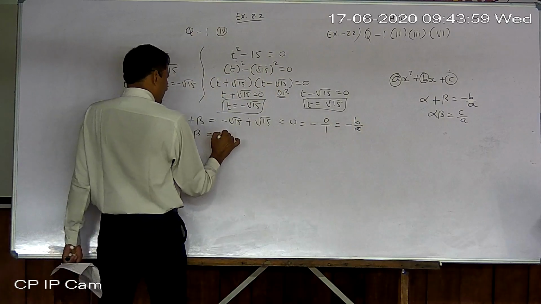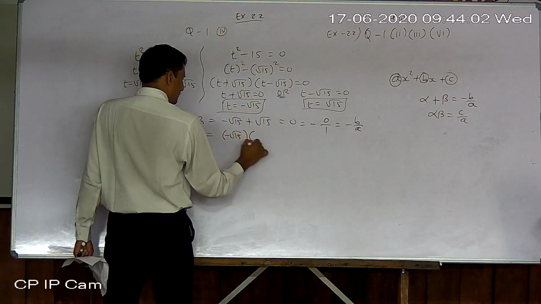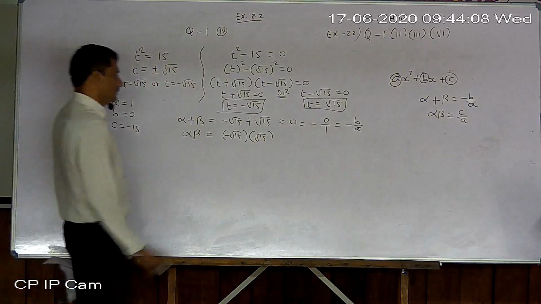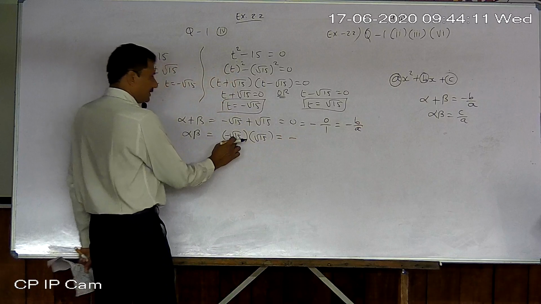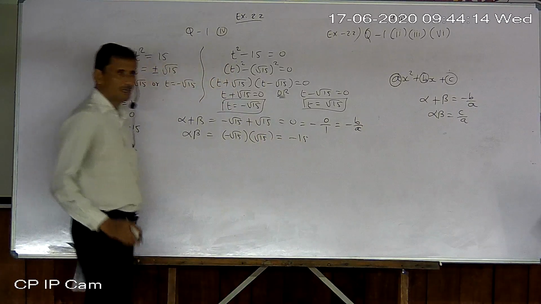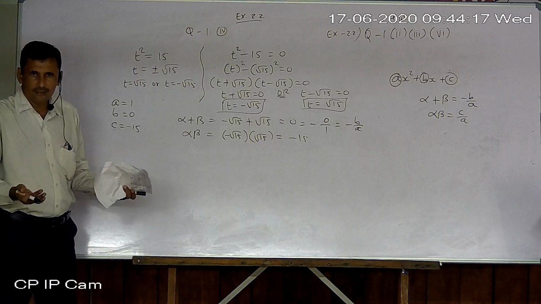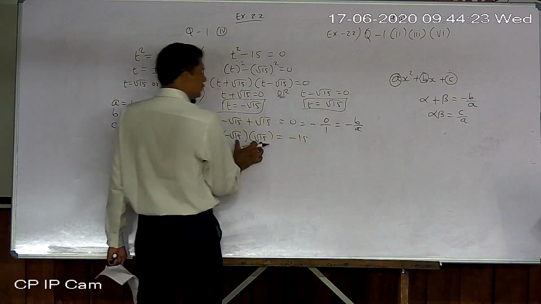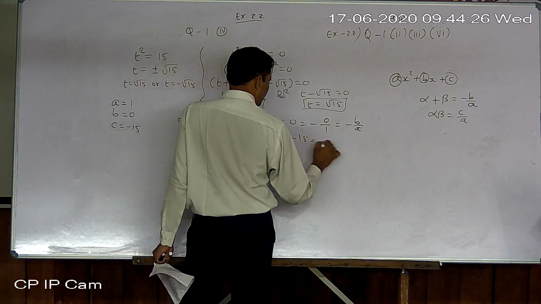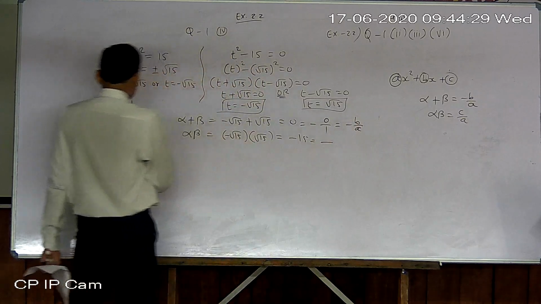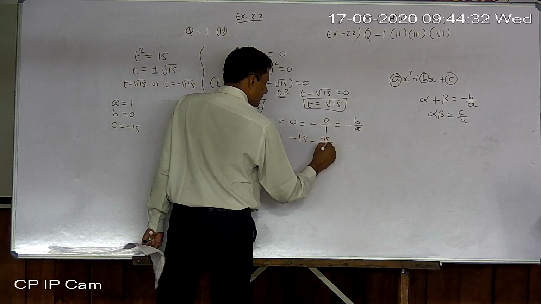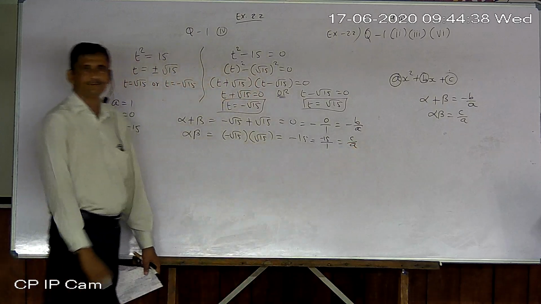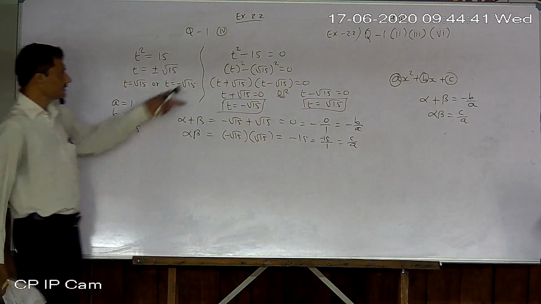Now alpha beta. Minus root 15 plus root 15. So minus times plus is minus, and root 15 times root 15 is 15 only. Root 15 square is itself. So root 15 into root 15, minus 15 only. Now write down that relation, c upon a. Now look here, both are equal, just like this one. So c upon a is very simple. Okay, so you understand?